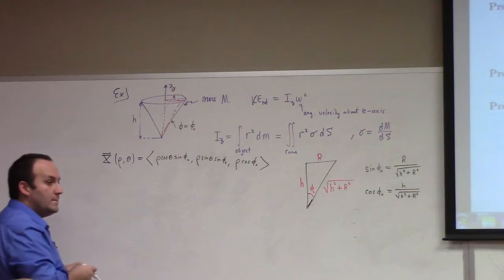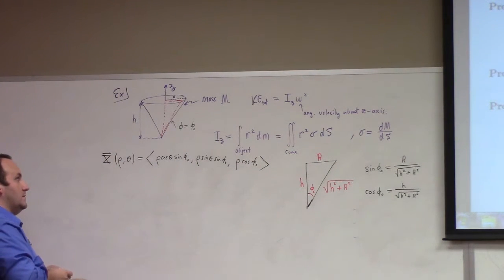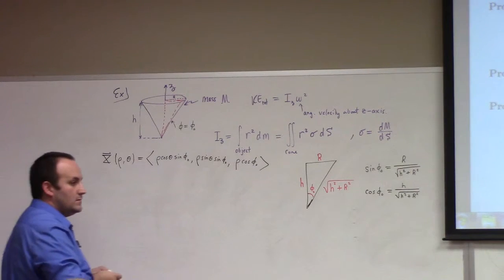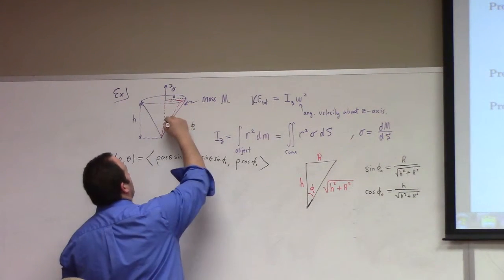Yep. First, the phi naught was from the xy plane to the line. No. No. Phi naught is here.